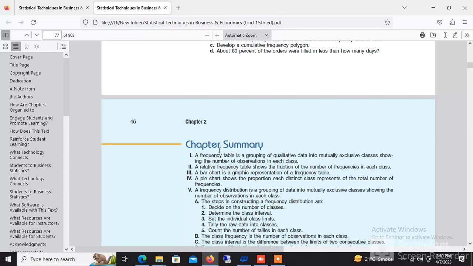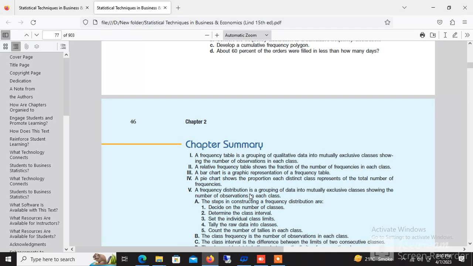ये chapter summarize: a frequency table is a grouping of data into mutually exclusive classes showing the number of observations in each class. A relative frequency table shows the fraction of the number of observations in each class. A bar chart is a graphical representation of a frequency table. A pie chart shows the proportion each distinct class represents of the total number of frequencies.